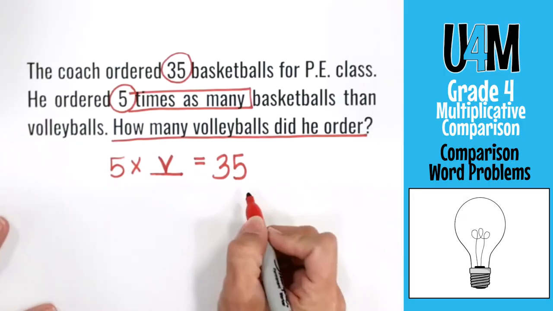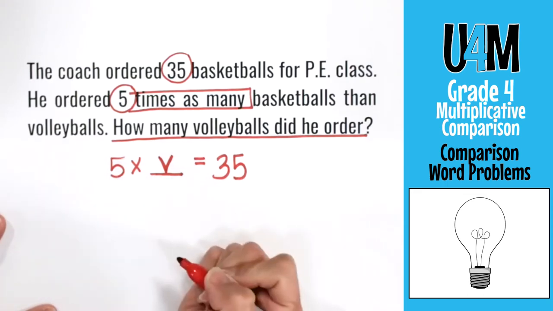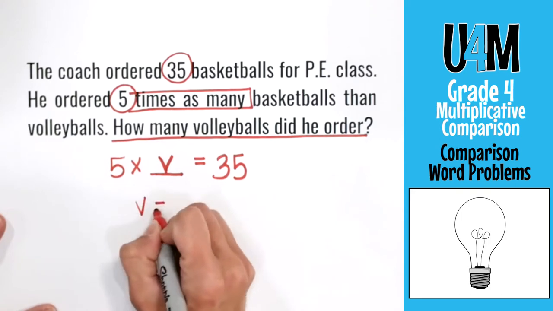Now that we have an equation for this, all we have to do is solve for that variable, which in this case is a V that stands for volleyballs. Now there's two ways we could do this. Students can use their understanding of basic multiplication facts, like 5 times something is 35. Or they could use the inverse operation of division. So they could say 35 divided by 5 equals V, or the number of volleyballs. So let's go with multiplication, because most students at this point know all of their basic facts. So if I'm looking at this, I'd say 5 times something is 35. And students should know or can skip count by 5s and find out that V is equal to 7.